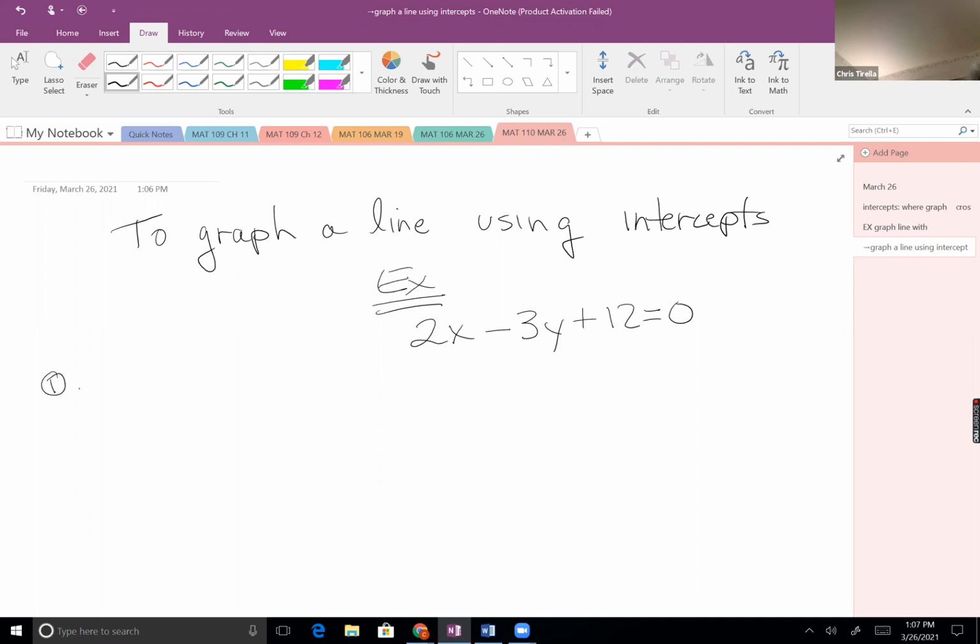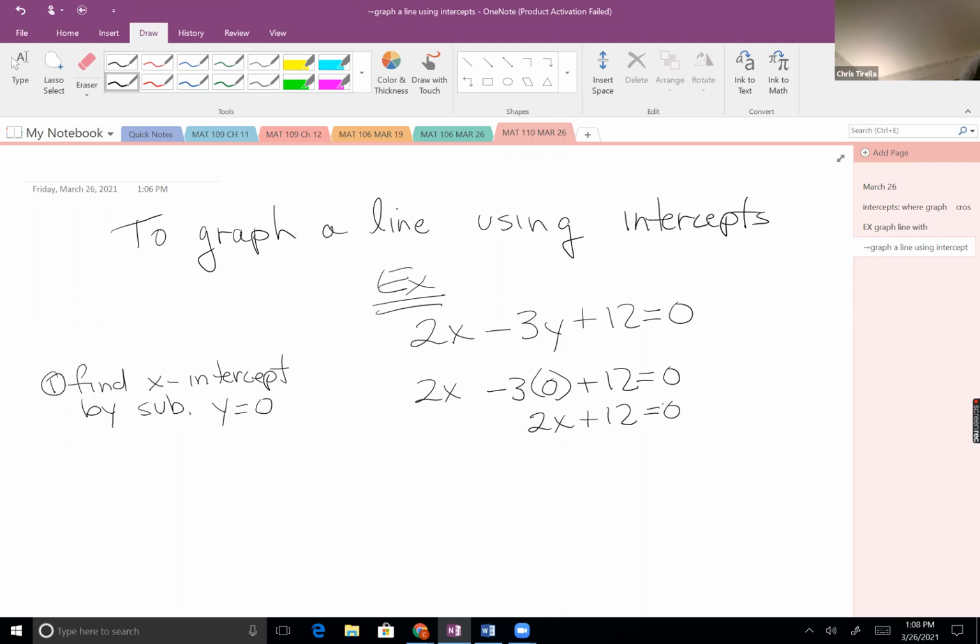First, I'll find my x-intercept by substituting y equals 0. So that would give me 2x minus 3 times 0 plus 12 is 0. Or 2x plus 12 is 0. 2x would be -12, so x is -6.